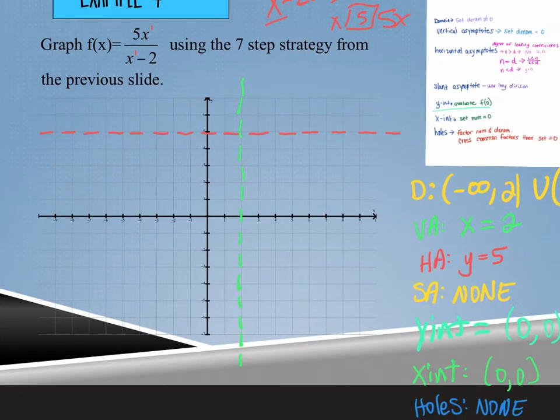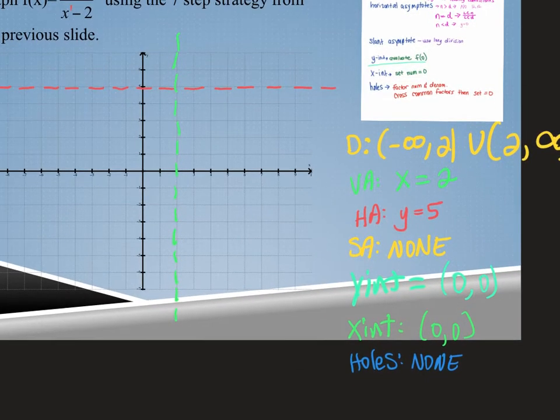What else can I plot? Do I have any other points? Would you do the domain? No. What other points do I have? I have the x and y-intercept. It happens to be right here at 0.